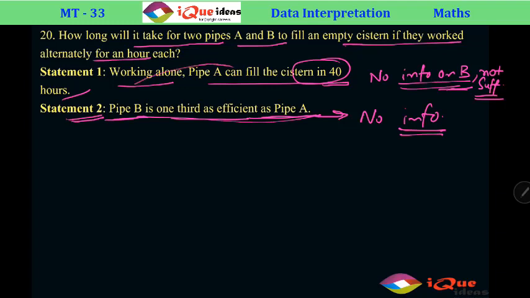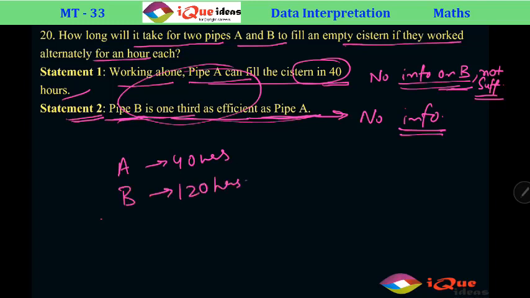Now let's combine them. Let's take them together. So working alone, pipe A can fill it in 40 hours, right? And pipe B is 1/3 as efficient as pipe A. That means B alone will take 120 hours because it is 1/3 efficient. So the time taken will be 120 hours. Right. Now try to solve the question on the basis of this data. They worked alternately for 1 hour each. Right. So let's see if it is possible to be solved or not.